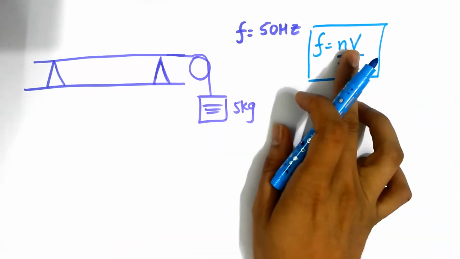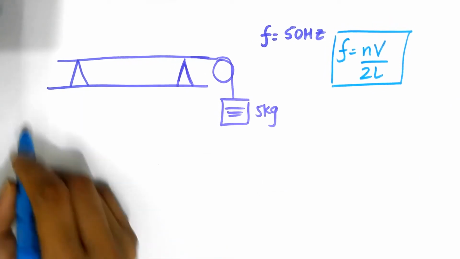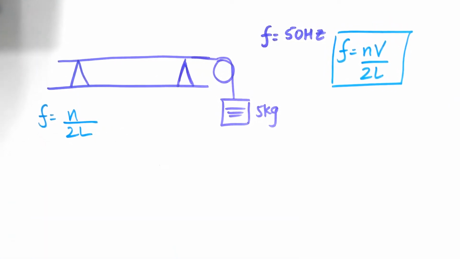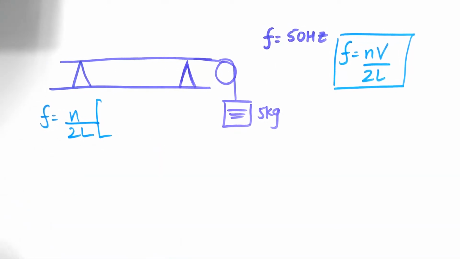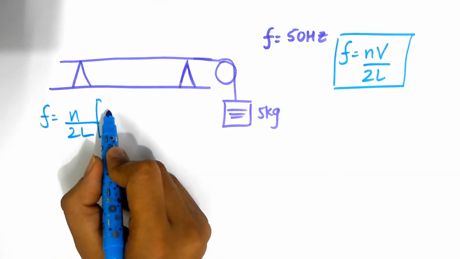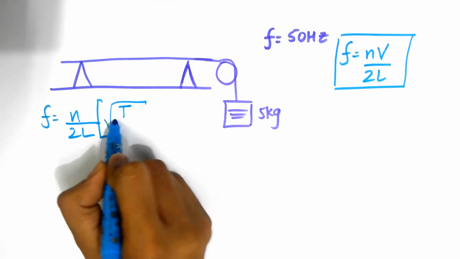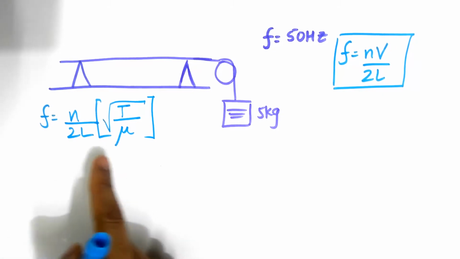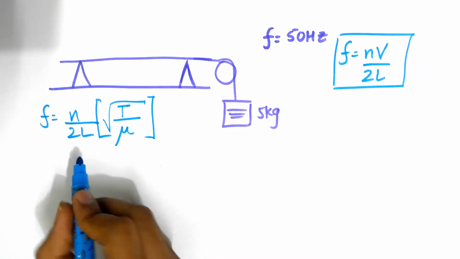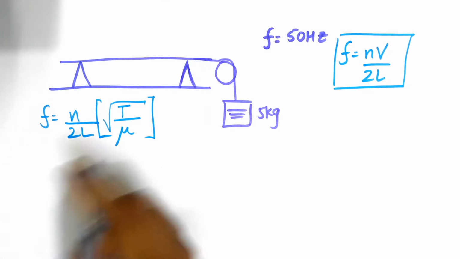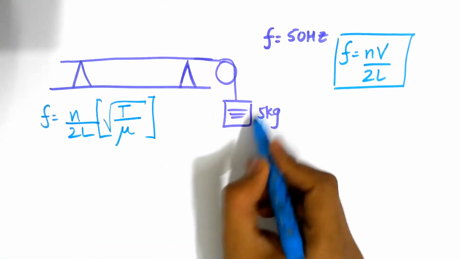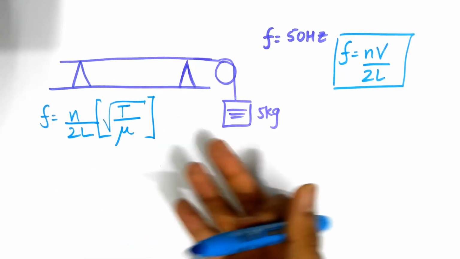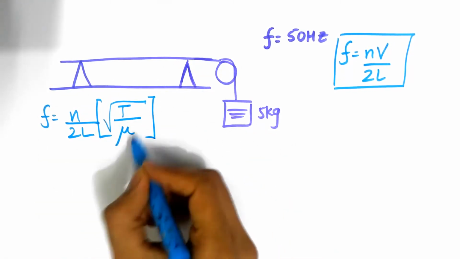So let's write the formula in terms of the velocity. We know what the velocity for the wave is, right? So we're going to write f as n by 2L times v, where v is the square root of T divided by mu. Now, what are the things that are going to change in our equation? L is going to change because the length changes. Tension is also going to change because the mass is increased. But mu is a property of a string. It doesn't depend on the mass or the length. It's mass per unit length, right? So mu is a constant.